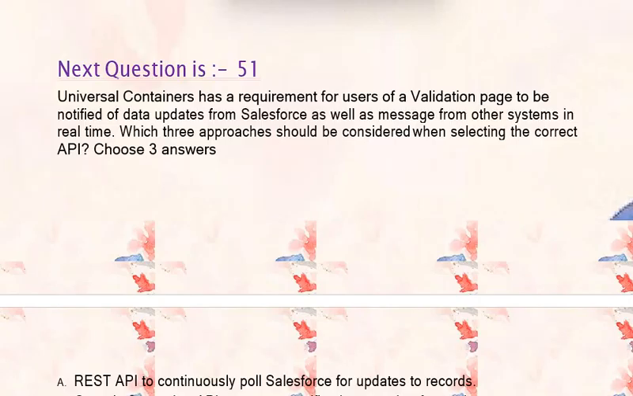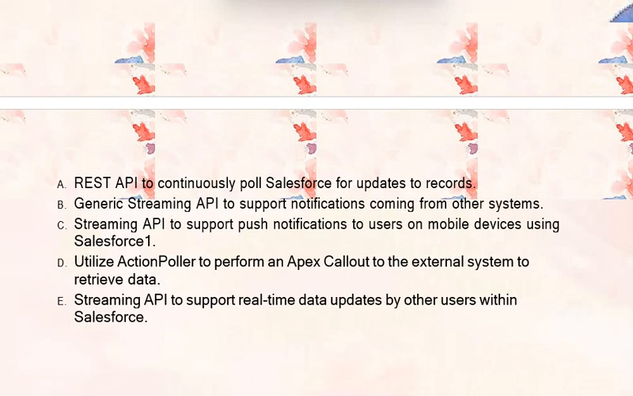Question: Universal Containers has a requirement for users of a validation page to be notified of data updates from Salesforce as well as messages from other systems in real time. Which three approaches should be considered when selecting the correct API? Option A: REST API to continuously poll Salesforce for updates to records. Option B: Generic Streaming API to support notifications coming from other systems.